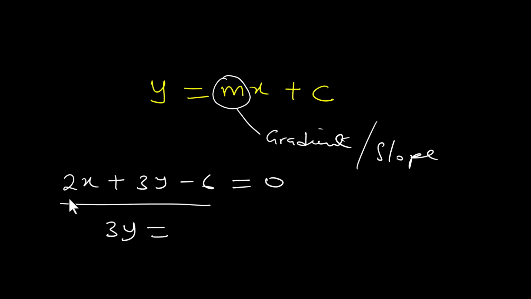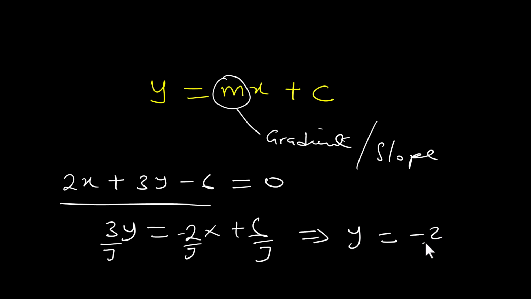So I'll send this and that to the side. We have minus 2x plus 6. So I'll divide both sides by 3, dividing each term by 3. So we have y equals minus 2 on 3 x plus 2. So this one is our m. So minus 2 on 3 is the slope.